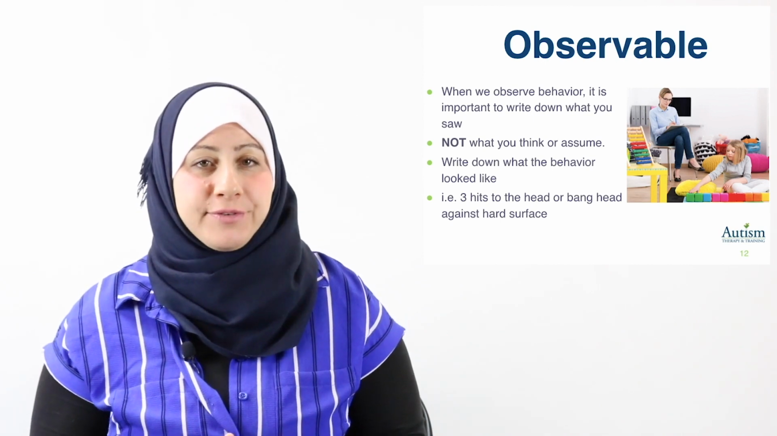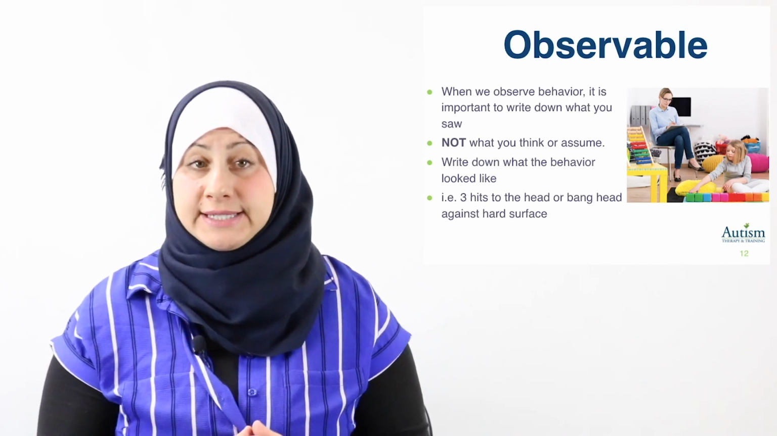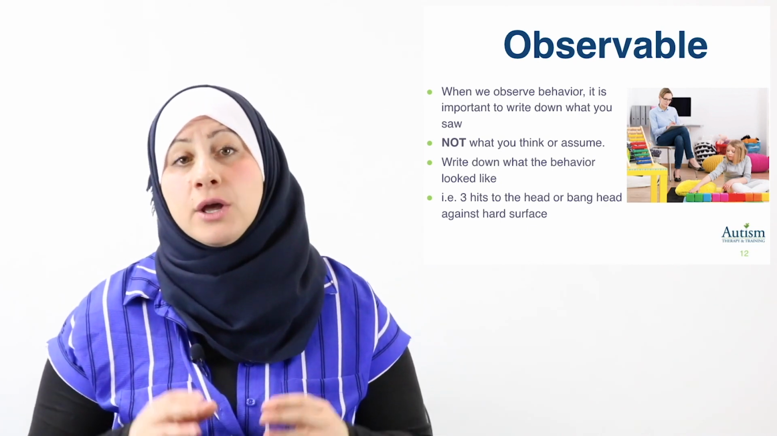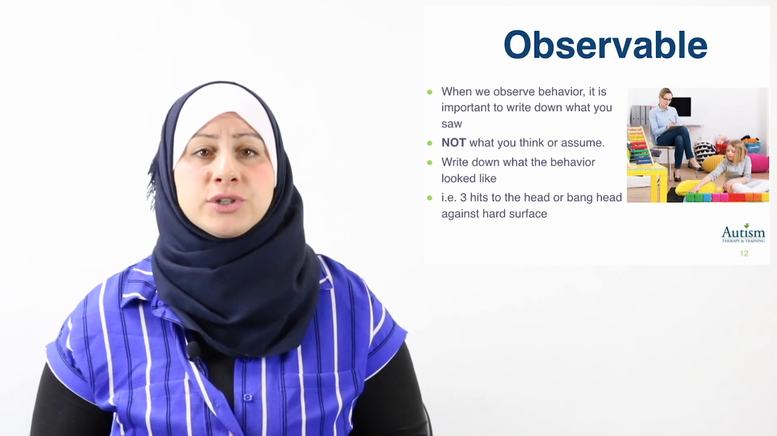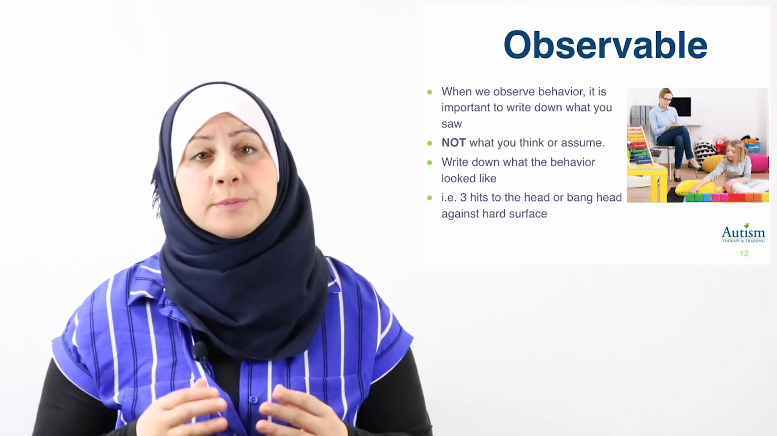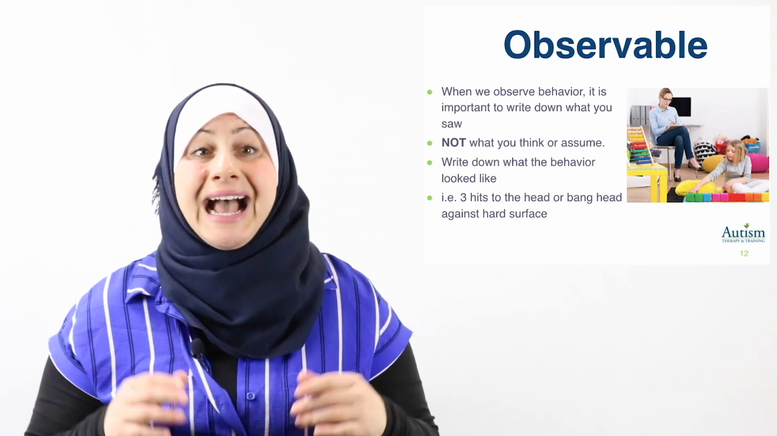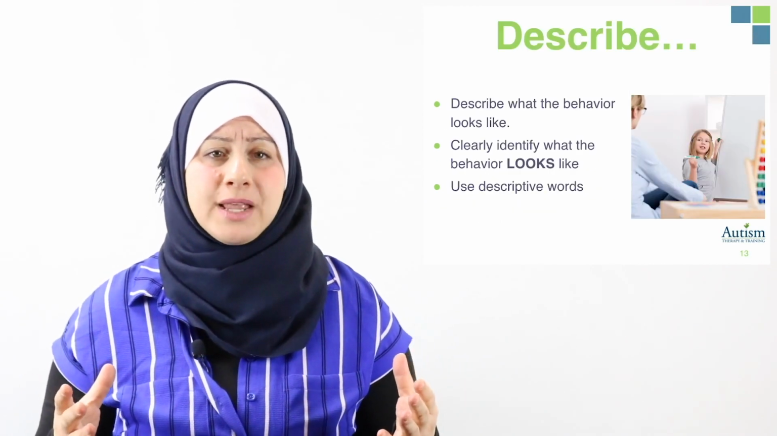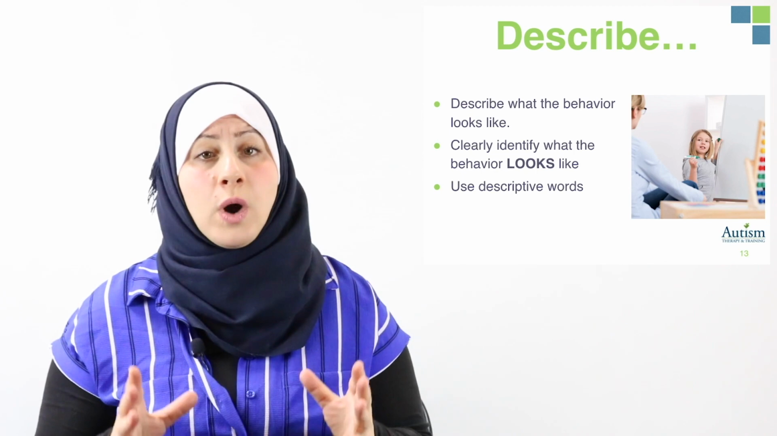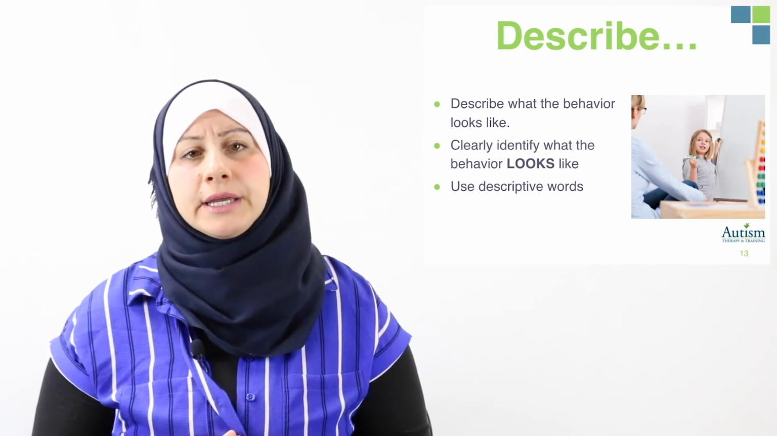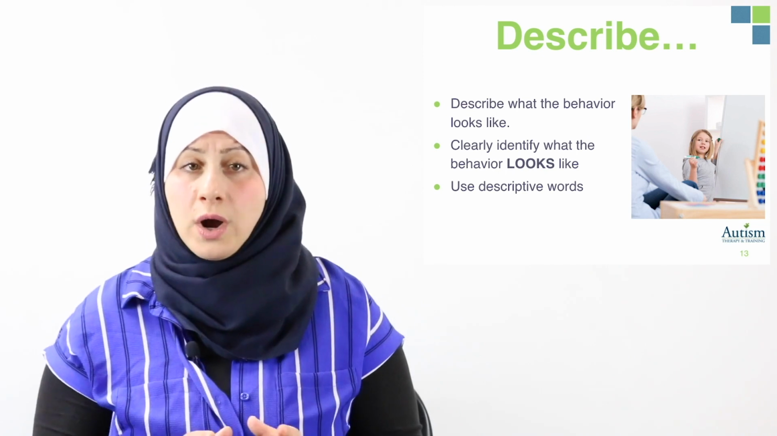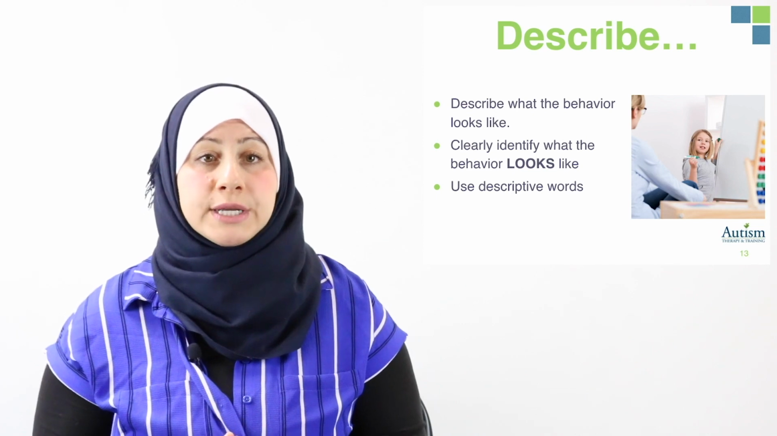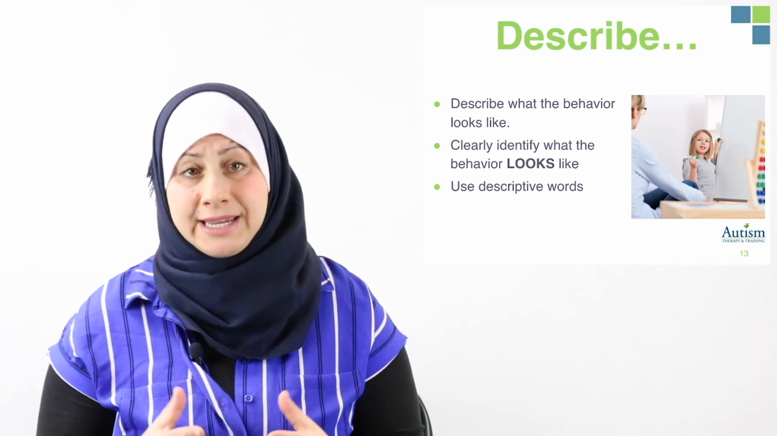When we observe behavior, it is important to write down what was seen and not what we think or assume happened. Write down something like 3 hits to the head or bang head against hard surface. Often when people speak of behavior, they may say something like, I think he wanted the book, or he's not happy probably because he's tired. Rather than saying what you think or why you assume it's happening, state clearly what the behavior looks like. Wanting the book may be that the child was reaching or pointing to the book. Reaching and pointing would indicate a behavior was taking place.